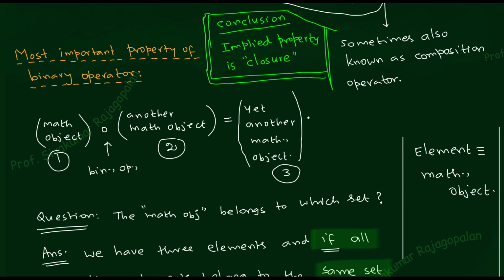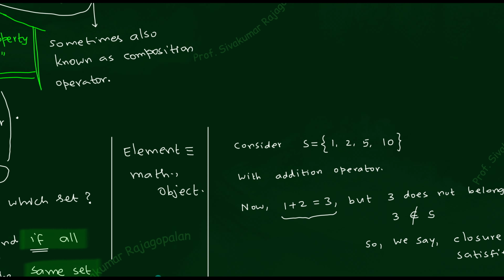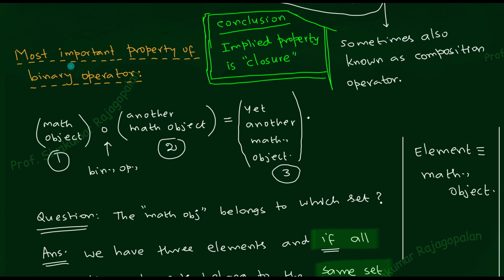So that's clear. And then you also read how 1 plus 2 equal to 3. That is an example. What I am trying to say is that it is exactly the same as what is written on this side, namely one mathematical object, then another mathematical object will give you yet another mathematical object. That is the meaning. So that is an example.